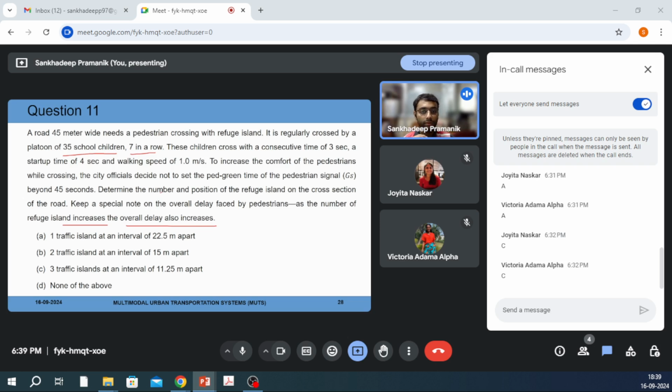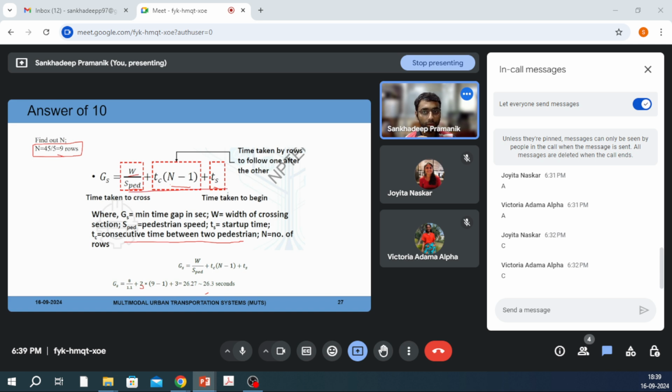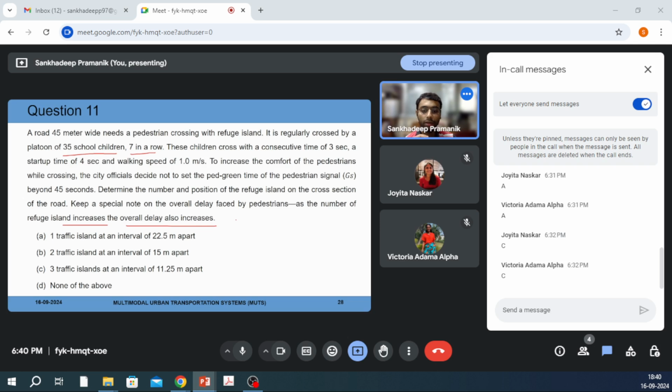The formula is similar to the previous formula, and here the GS value is given as 45, and you need to find the W value.